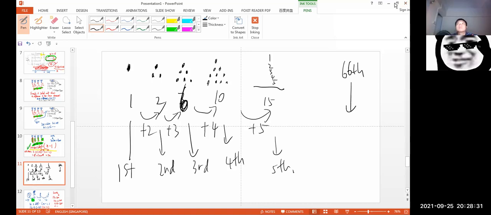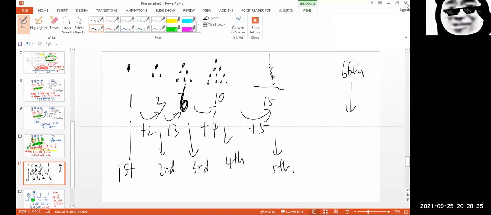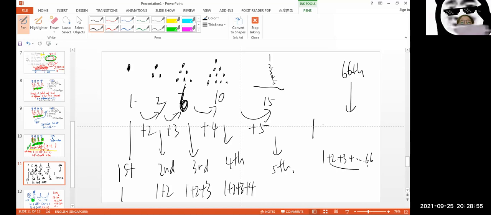Is it like first step, 1 plus 2, plus 3, all the way to 66? Okay, hold on. So this is 1. This is 1 plus 2. This is 1 plus 2 plus 3. So this is 1 plus 2 plus 3 plus 4. Yep, so for the 66th, you do 1 plus 2 plus 3, and so on until 66. Okay, so this is the pattern.